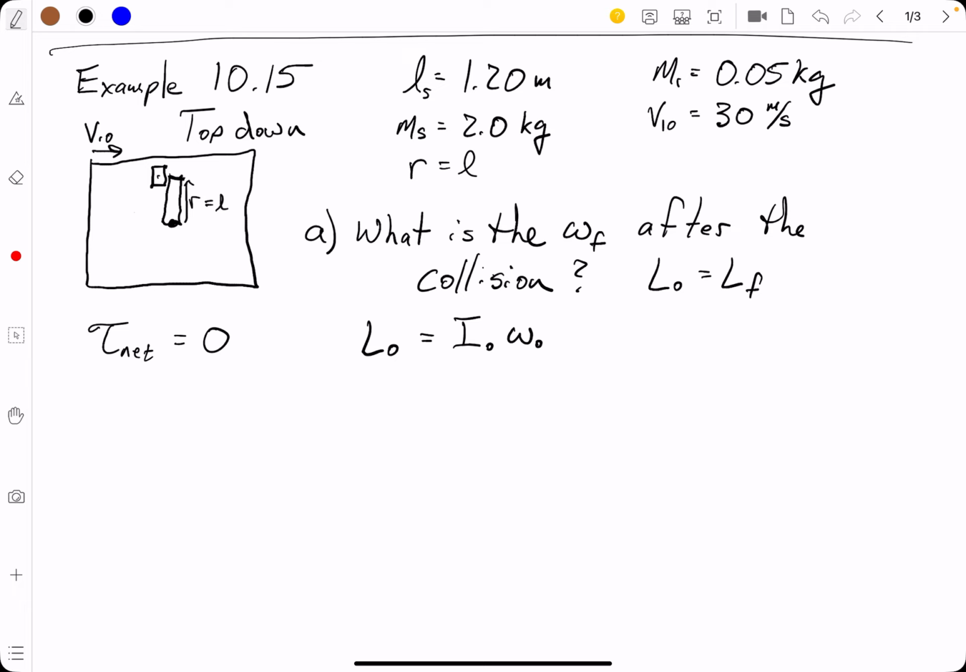So it's right before it happens, and all we have to do is figure out what the I naught is. Well, the only thing moving is the box, this mass 1 coming in. That's the only thing moving. So all we need to do is figure out the I for that box. Okay, good. So I for the box.